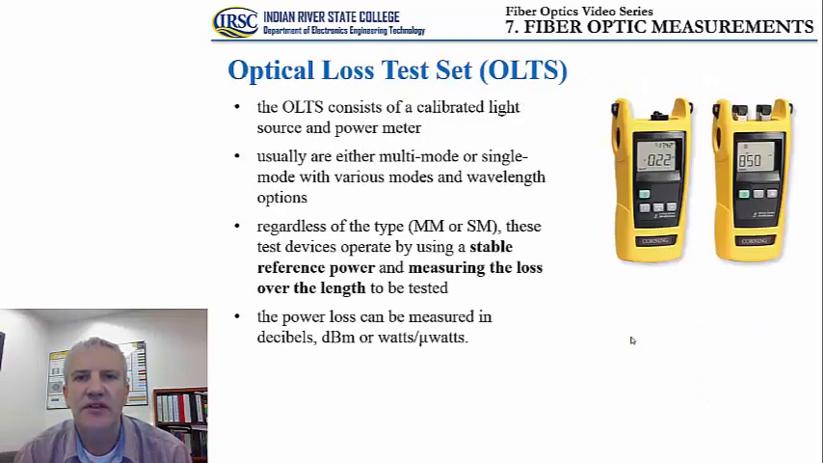The next level fiber optic measurement is the test that is performed using a so-called optical loss test set, or OLTS. This type of test equipment consists of two parts. One is the power source, and the other one is a power meter. So we are dealing with test equipment that can be used on either multi-mode or single mode fibers with various modes and wavelength options. Basically, we are talking about a power source that sends a signal characterized by a stable reference power, and then measuring the loss over the length using a power meter on the other side.